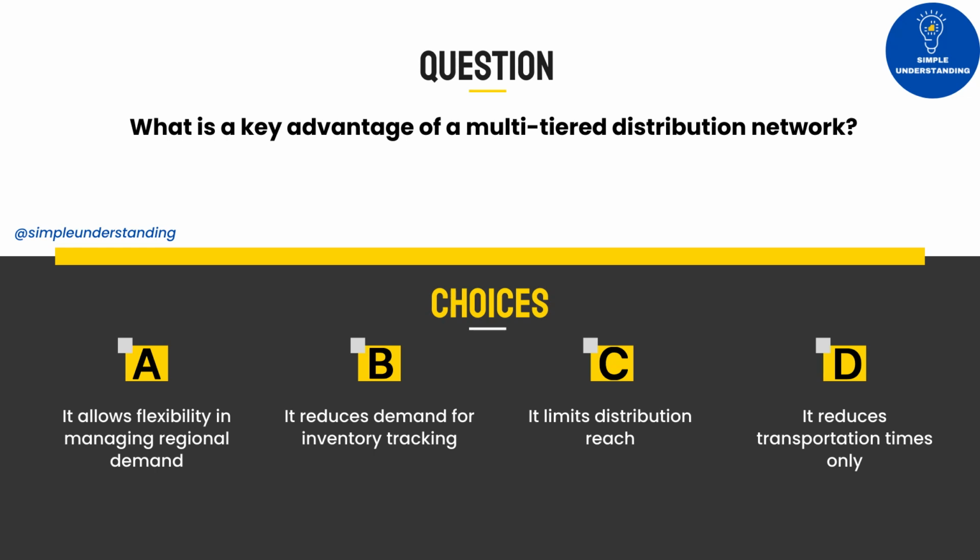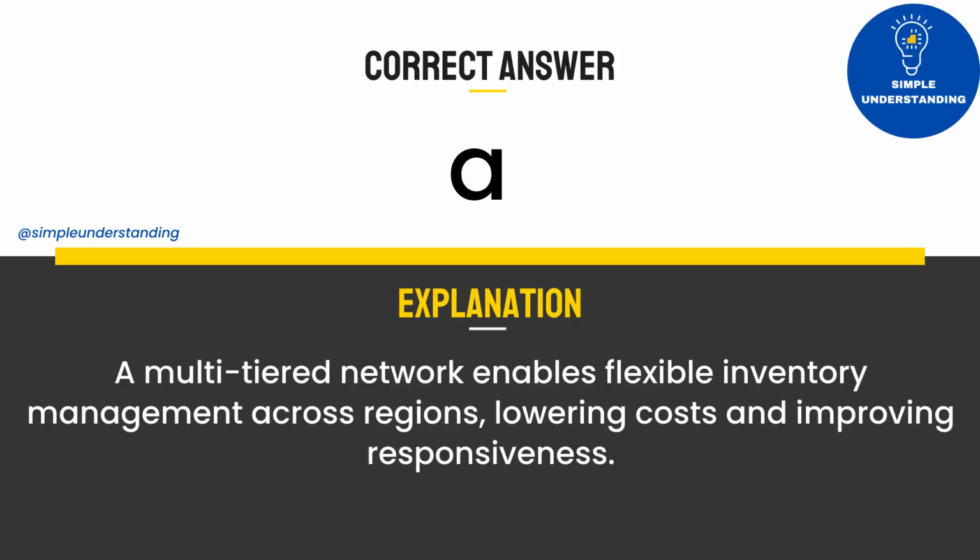6. What is a key advantage of a multi-tiered distribution network? A. It allows flexibility in managing regional demand. B. It reduces demand for inventory tracking. C. It limits distribution reach. D. It reduces transportation times only. Correct answer: A. Explanation: a multi-tiered network enables flexible inventory management across regions, lowering costs and improving responsiveness.